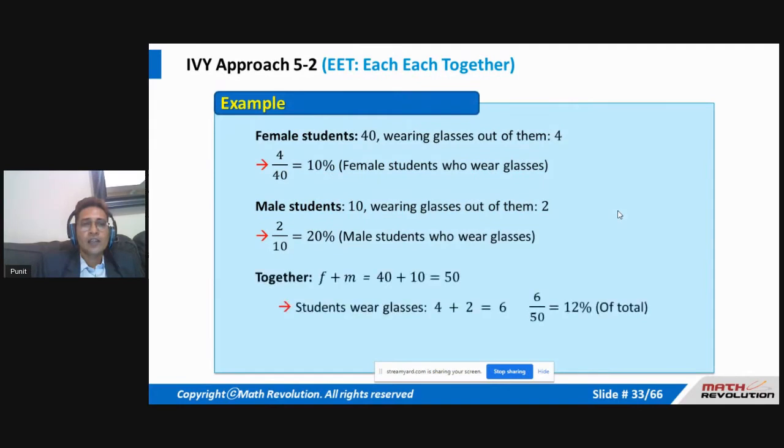I'll throw a question like this: we have female students who are 40 in number, and four of them are wearing glasses. So we have four female students wearing glasses, and total female students are 40. So the percentage of female students who wear glasses would be 10%. 4 out of 40 equals 10%. Then we have male students who are 10 in number in total, and two of them are wearing glasses. So two male students are wearing glasses out of 10, so that becomes 20%.